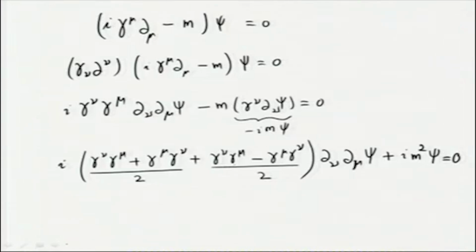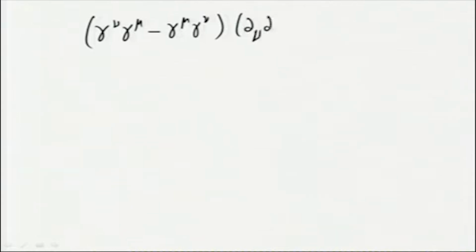So, let us look at that antisymmetric part, γ^ν γ^μ minus γ^μ γ^ν, and there is a ∂_ν ∂_μ on this thing.